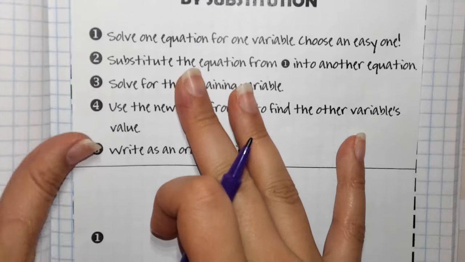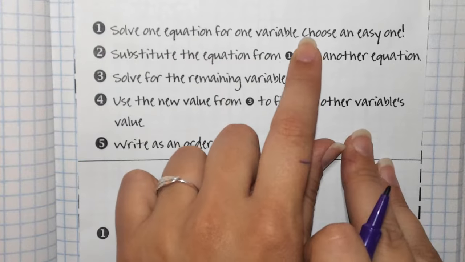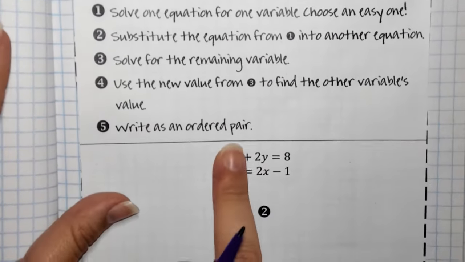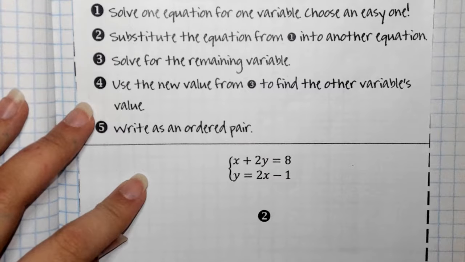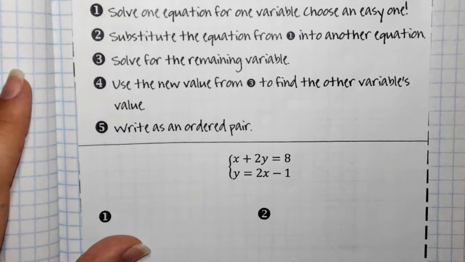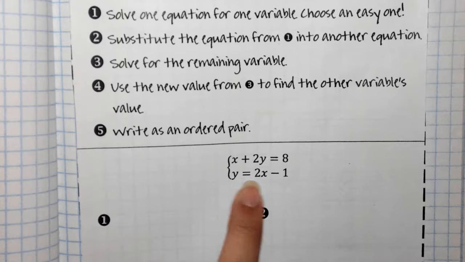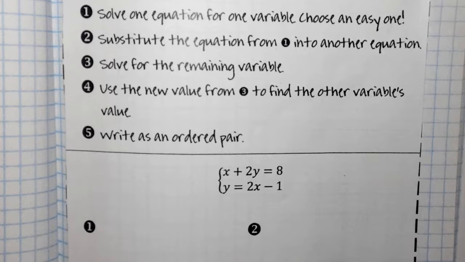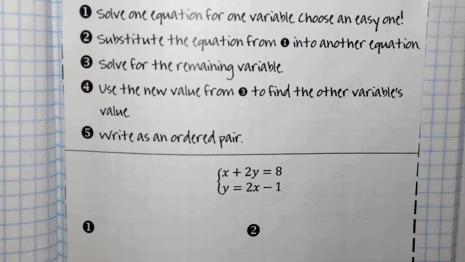Yeah. All right. So, step 1 is to solve one equation for one variable, and then choose an easy one. So, let's look at our 2 equations. Do we have a variable by itself? Which one is by itself? Y equals, so that one's by itself. So what I want you to get out is I want you to have 2 markers. 2 different colors, please. Super fast. We're on a time crunch. Wrap it up. Let's hustle.